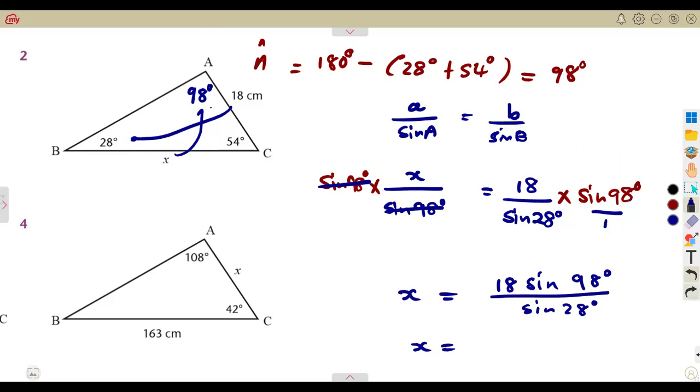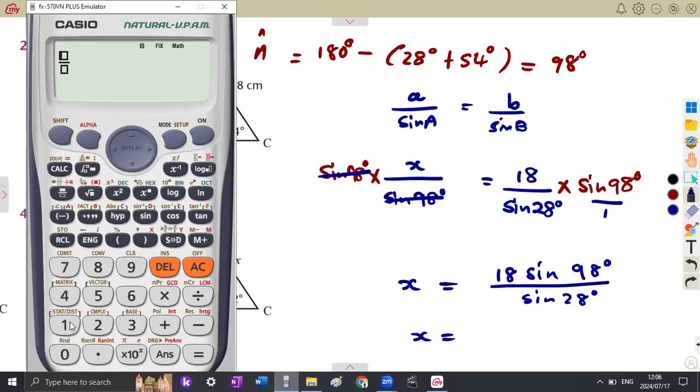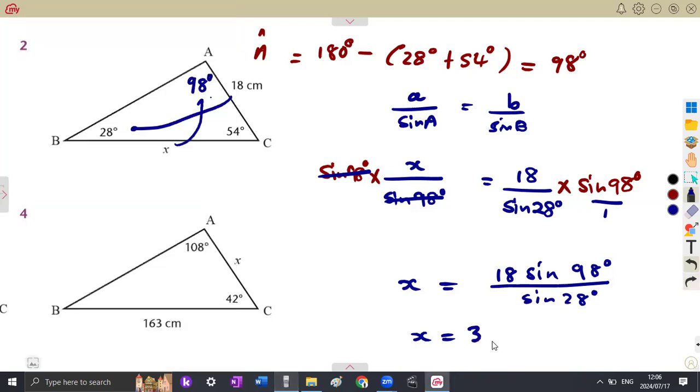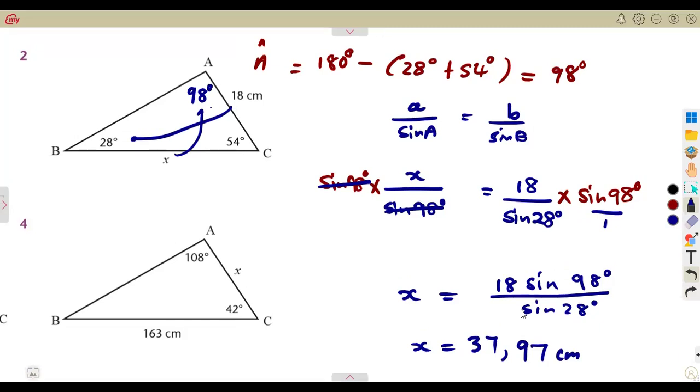We just use the calculator there. No one is going to ask you anything there, guys. You're going to obtain your full marks. As we see, our calculator is already fixed to 2 decimal places. So you're going to have 18 times the sine of 98 over the sine of 28. As a decimal, that's 37.97. And these are centimeters. Remember, you are calculating the side, so the units are in centimeters. That is what we had.